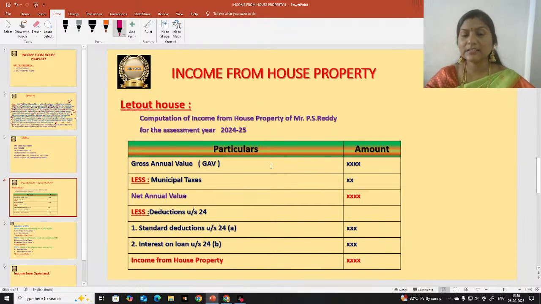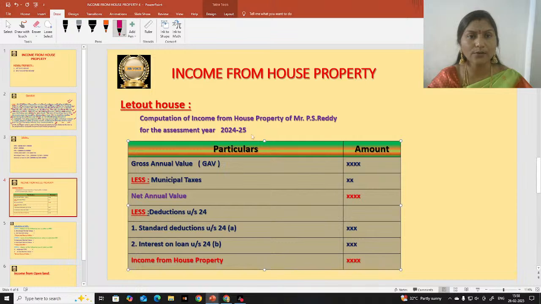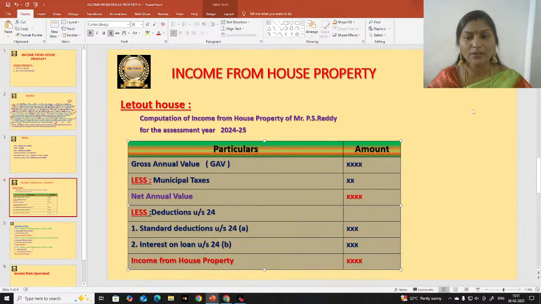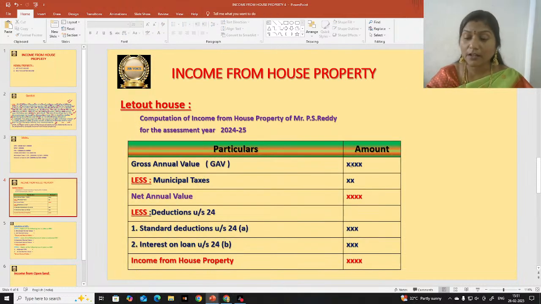And next in the format, first always we are going to record gross annual value. That is nothing but GAV. GAV is nothing but gross annual value. Hope this is clear for everyone. Always first we are going to take gross annual value, and gross annual value will never be given in the question. We are going to find it out. How? There are some steps to calculate the gross annual value.